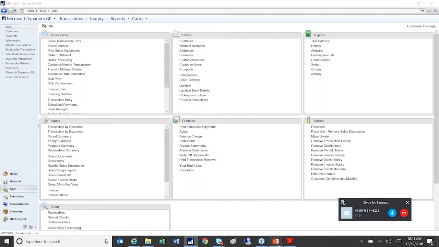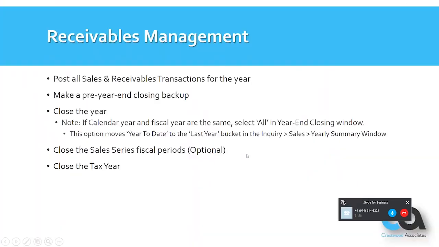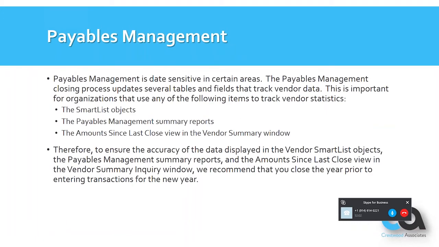Okay, so that's everything related to receivables. And now we're going to move over to the Payables module. And you'll notice that the payables procedures and everything are pretty similar. The main difference is that with payables, you also have the vendor 1099s that I mentioned, but the process is essentially the same. So just like receivables, there's a lot of areas in the system that the fields are based on when you actually closed the year.